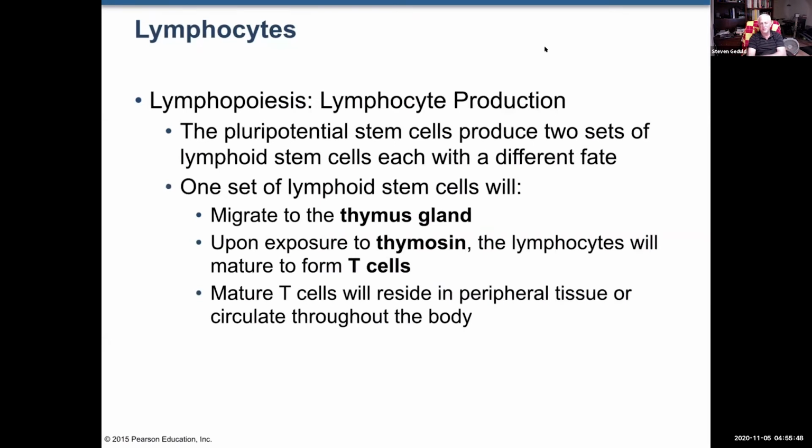Lymphopoiesis is the development of lymphocytes, lymphocyte production. Just like erythropoiesis, it can be the same type of thing. The pluripotential stem cells are the ones that produce all our red blood cells also. That is erythropoiesis or lymphopoiesis. It produces two sets of lymphoid stem cells with different fates. One set migrates to the thymus gland and becomes T cells. The mature T cells reside in the peripheral tissue or circulate through the body.